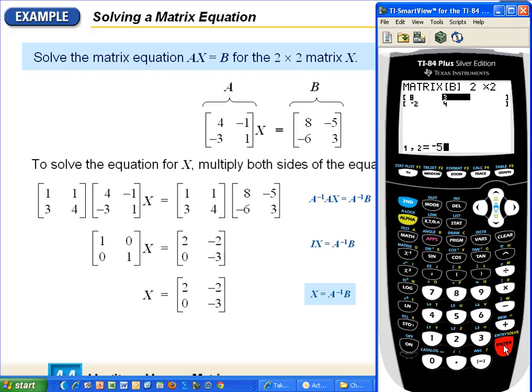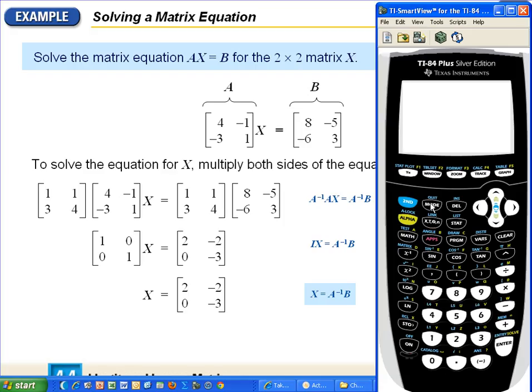Okay, now we can quit. So we've entered A and B. Now all we have to do, remember, is this. We know that if we multiply both sides from the left by A inverse, that's going to isolate the X. And so the answer is just going to be A inverse times B, right? That's our matrix way of dividing by A, is multiplying by the inverse from the left.